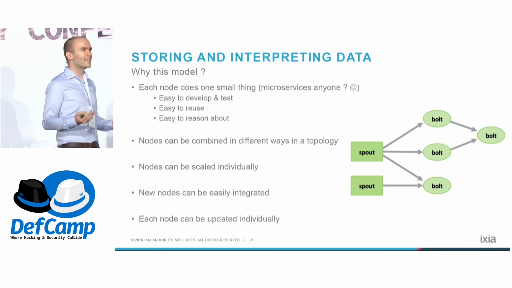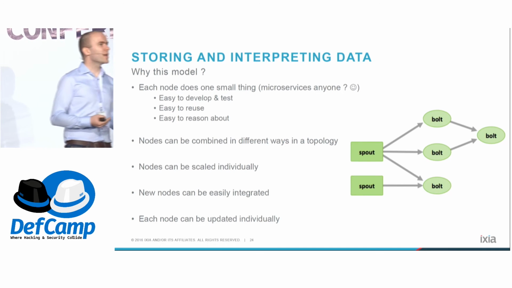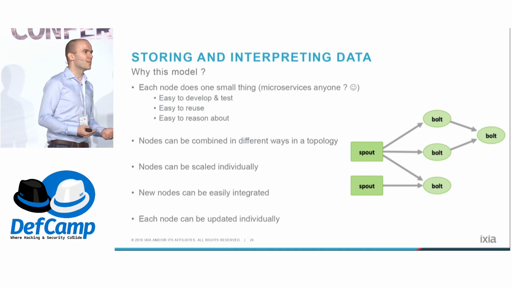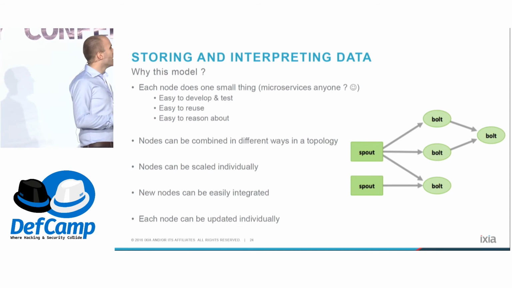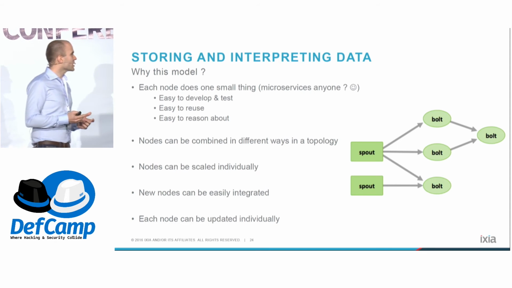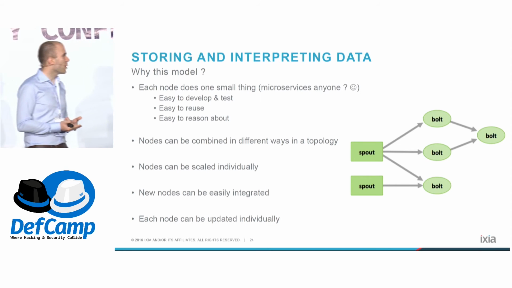And one added benefit to this, we can also auto-document the system. So when you look at the topology, you have instant system documentation. OK. As I've said, the nodes can be combined in different ways of topology.